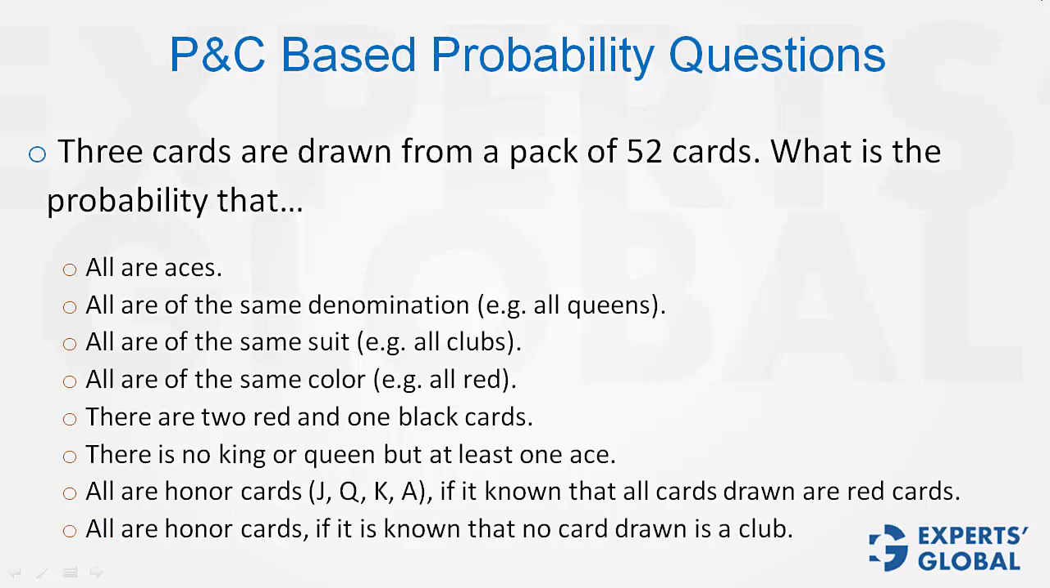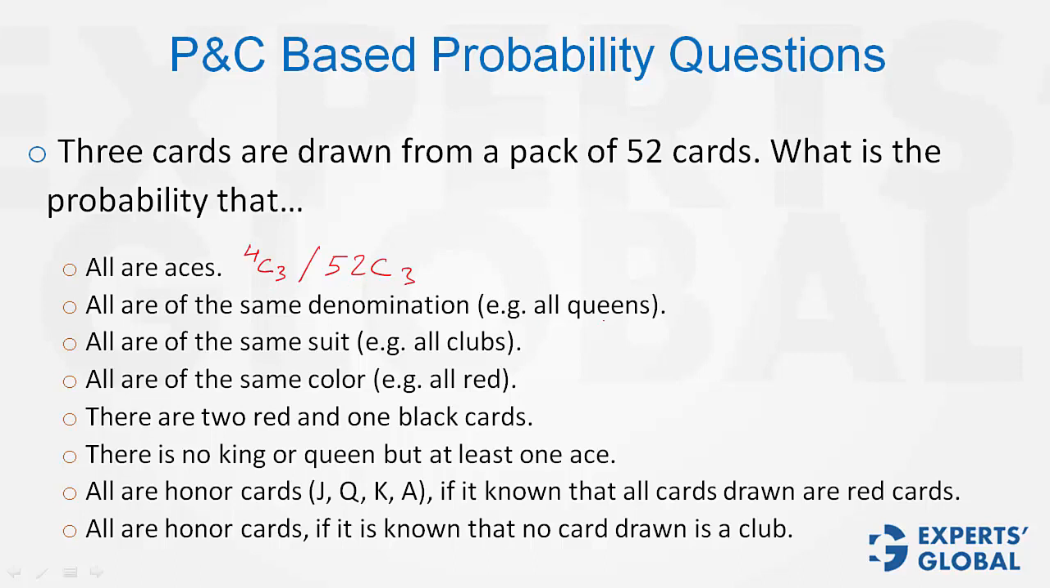If you can solve all the 8 questions on this slide, you actually understand permutation combination as well as probability. 3 cards drawn from a pack of 52, so the denominator is going to be 52C3. All aces, there are 4 aces, so out of 4, 3 being aces, the numerator is 4C3. Favorable events 4C3, total events 52C3, that is the answer.